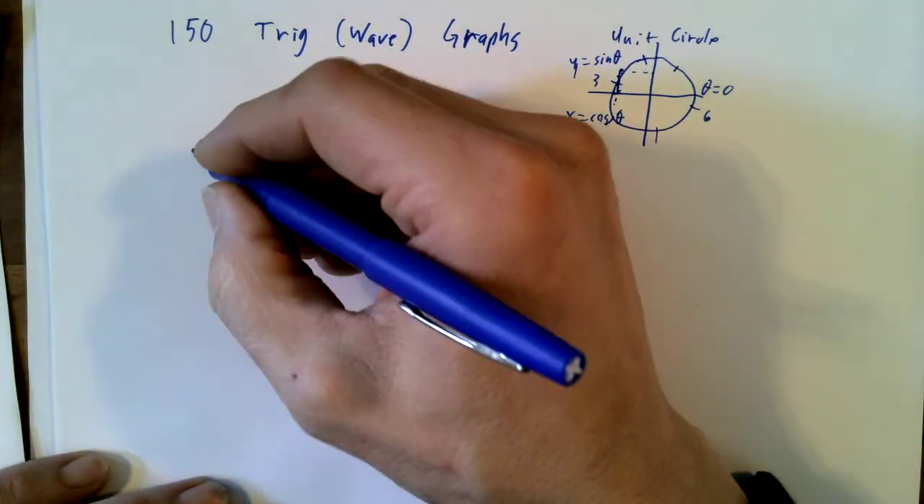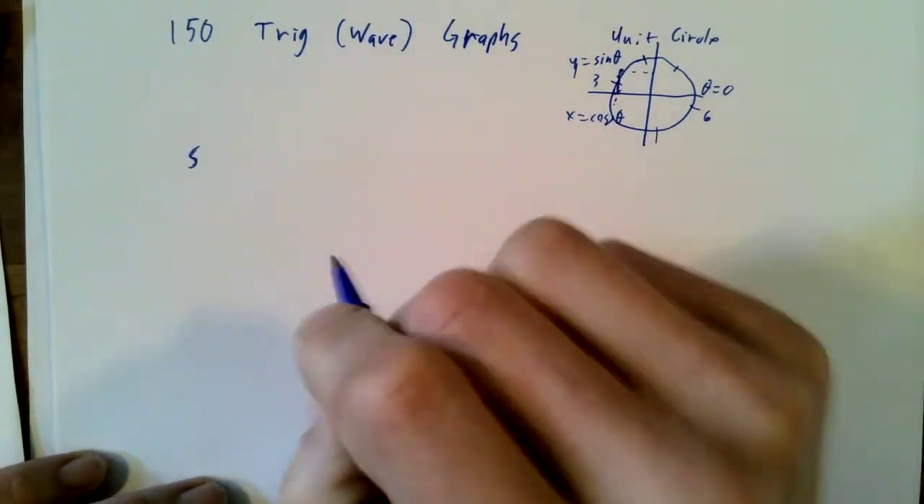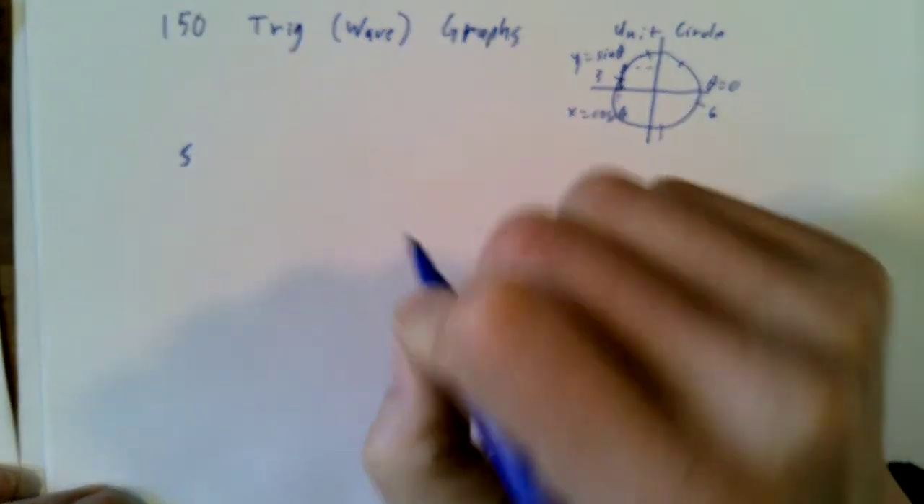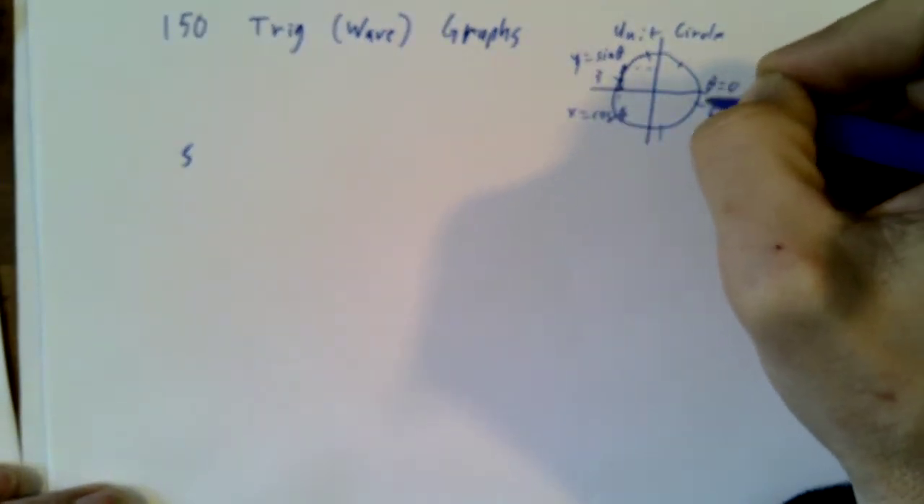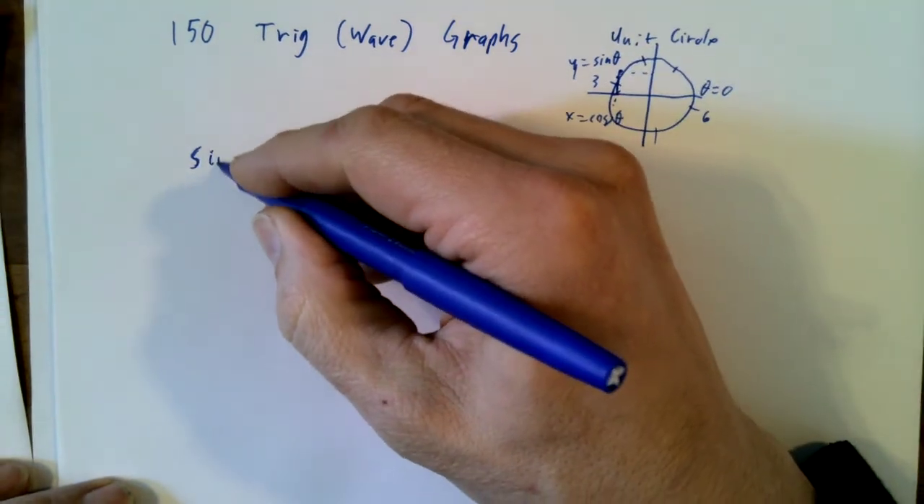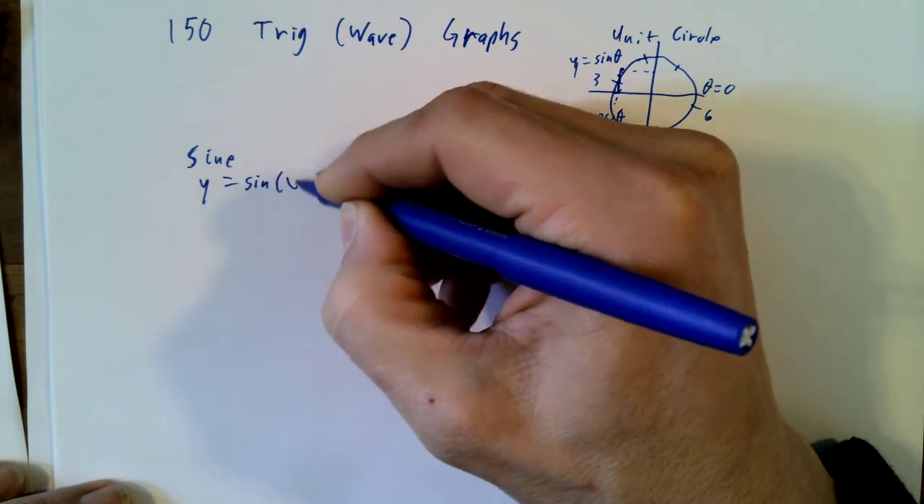What we're doing when we do the wave graphs is we're letting that theta out of it. It's not going to be an angle anymore. It's going to go from 0 to 2 pi, and we're going to follow what sine does. But the input, instead of being theta, is just going to be x. So for the sine, y equals sine of x.